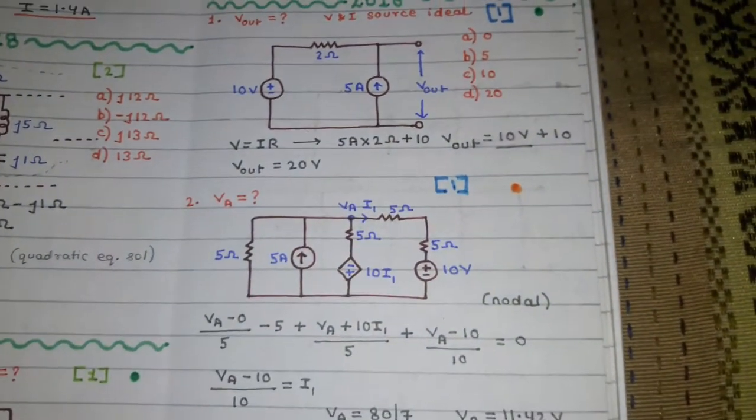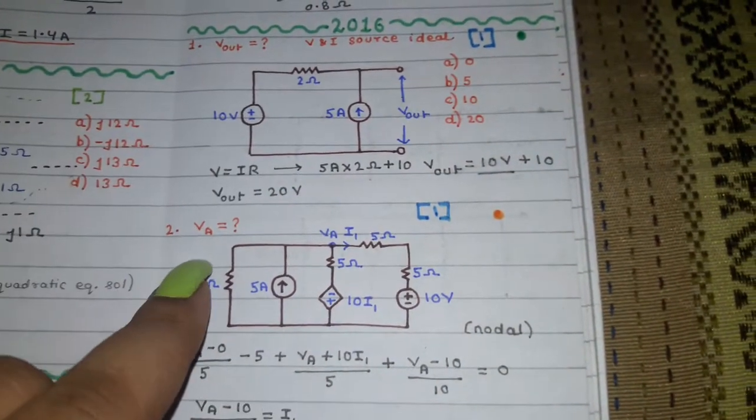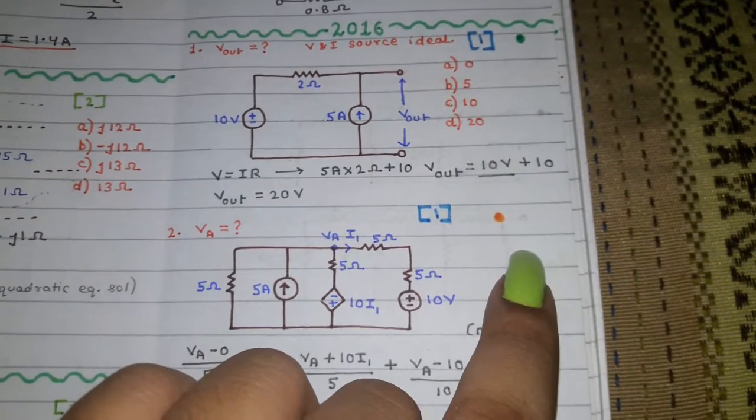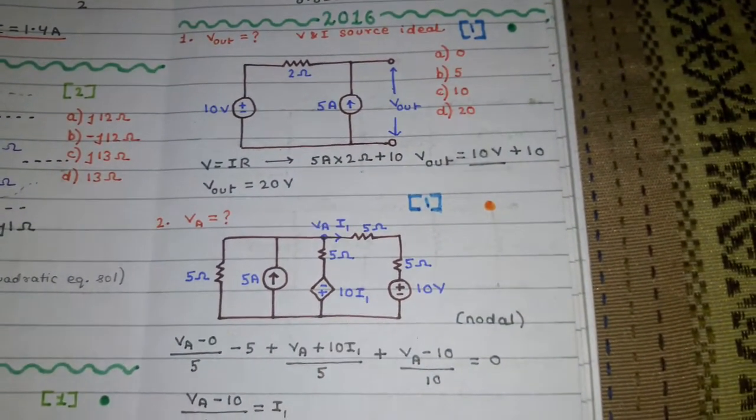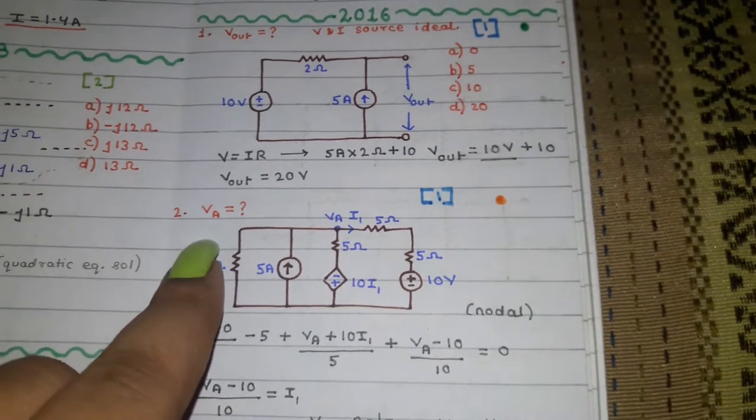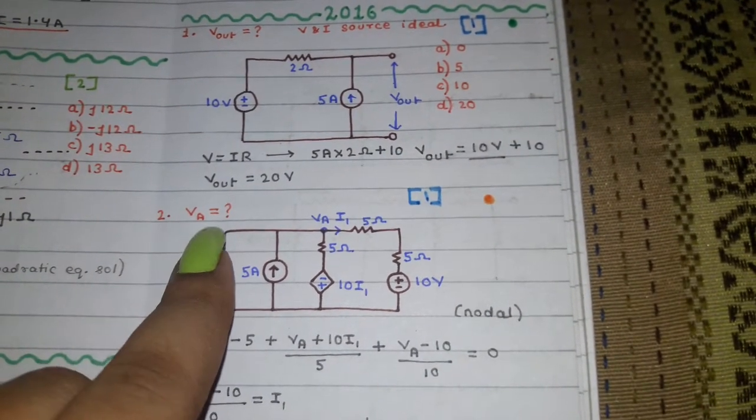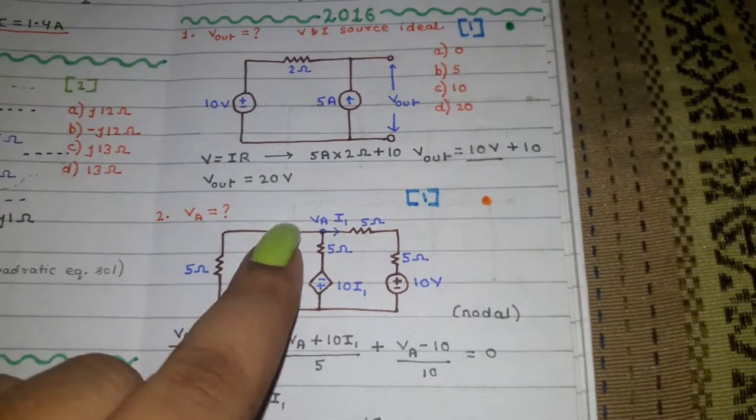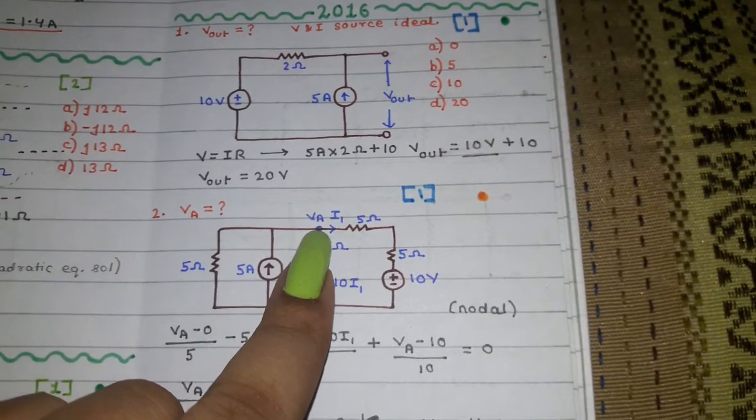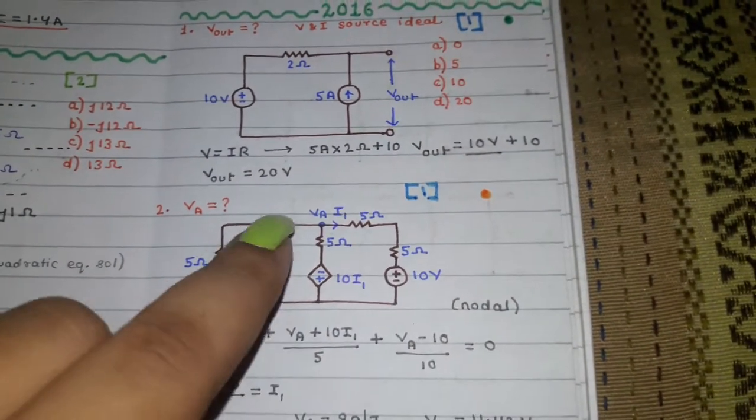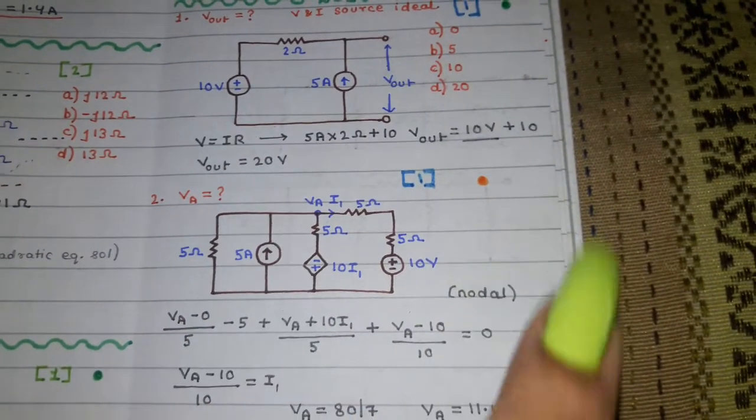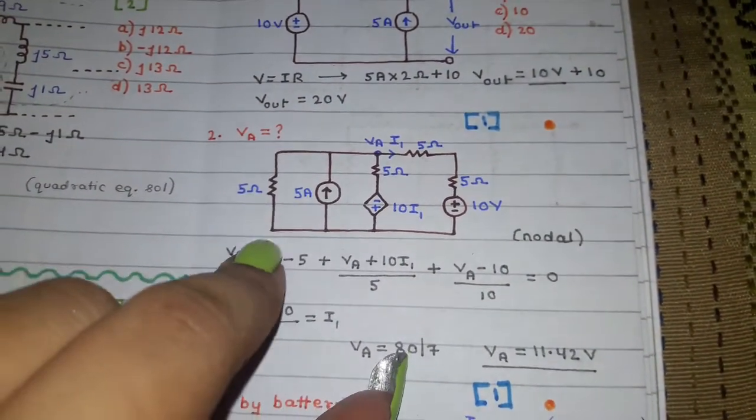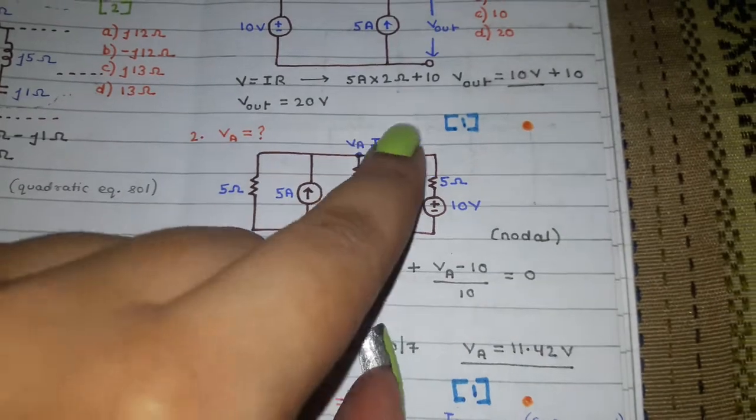Now let's move on to the second question that was asked in the year 2016, but from another set. This was from set 1 and this was from set 2. Here they are asking what is the value of VA. They are asking for this particular node voltage, and this question carries 1 mark. Since they are asking for a node voltage, it is a very clear indication that you have to apply nodal analysis.